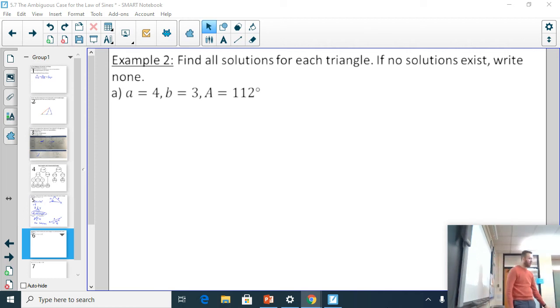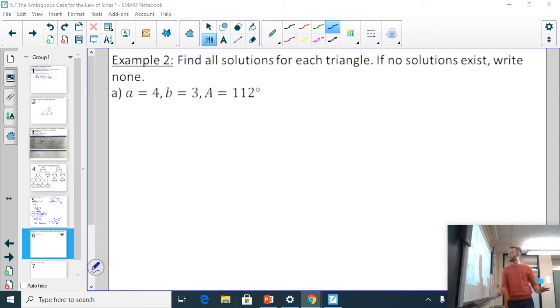All right, guys, welcome back to the second part of 5.7, and we are going to be going over the second example, but it takes quite a bit of time, so let's just get right into it. Find all solutions for a triangle. If no solutions exist, write none.